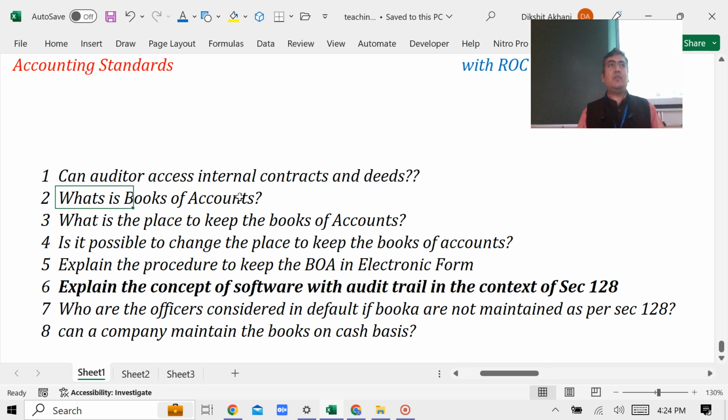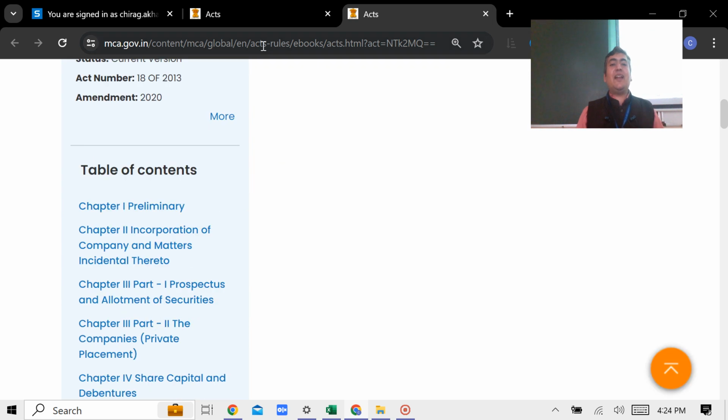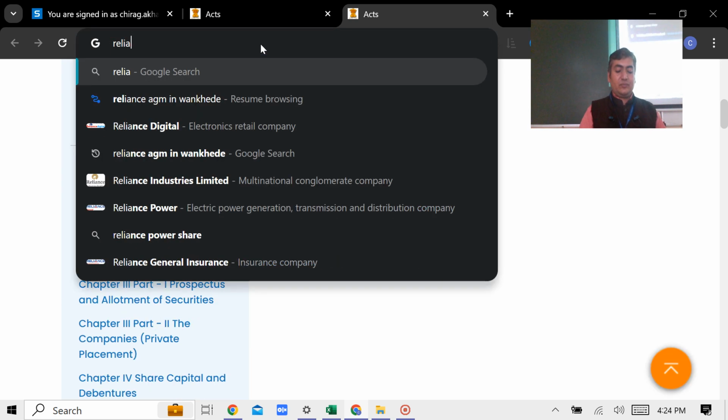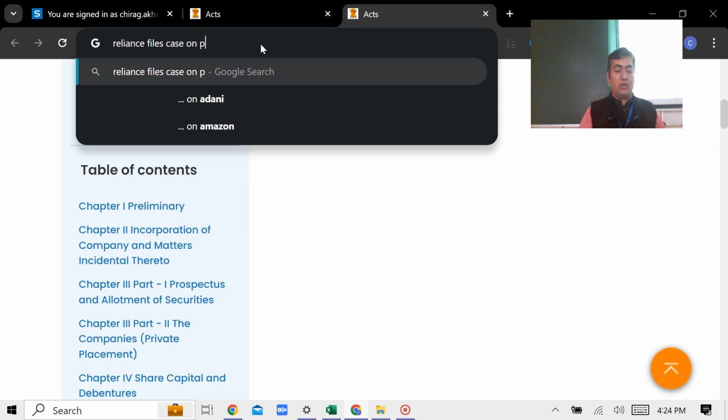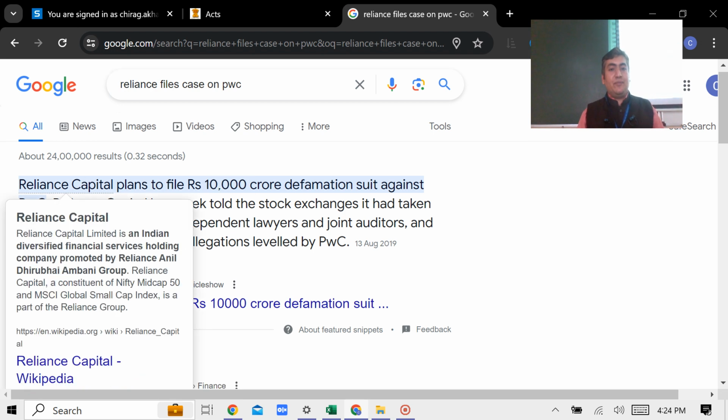Guys, this question I am telling, it's a real case. Reliance Telecommunication Limited versus PwC. Anil Ambani filed a claim of 400 crores. How much? 400 crores. I think you should check it, because sometimes students may doubt what I'm saying. So you see, Reliance files case on PwC. Look at this. Sorry, it's not 400 crores. My bad. It is 10,000 crores, and it's Reliance Capital.